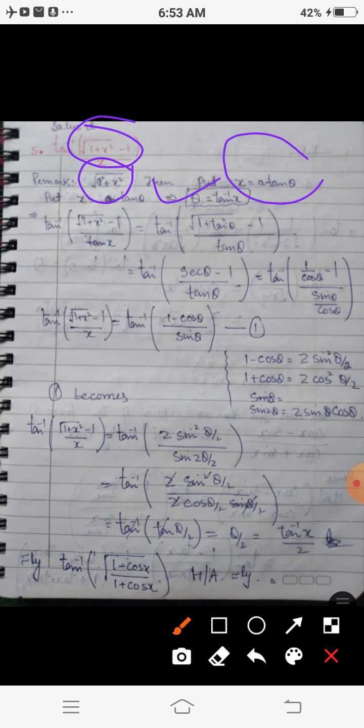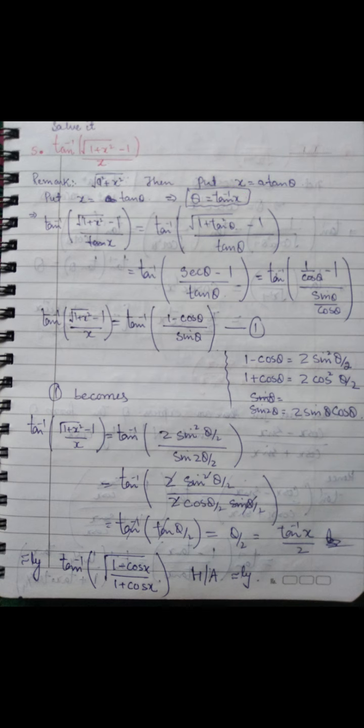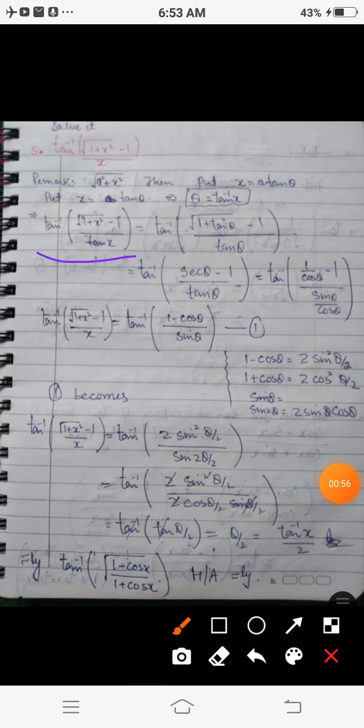Or theta equals tan inverse x, which implies that the given expression, tan inverse root 1 plus x square minus 1 upon x, is tan inverse root of 1 plus tan square theta minus 1 upon tan theta. Now 1 plus tan square is simply sec square, so root of sec square is sec theta. That is tan inverse of sec theta minus 1 upon tan theta.